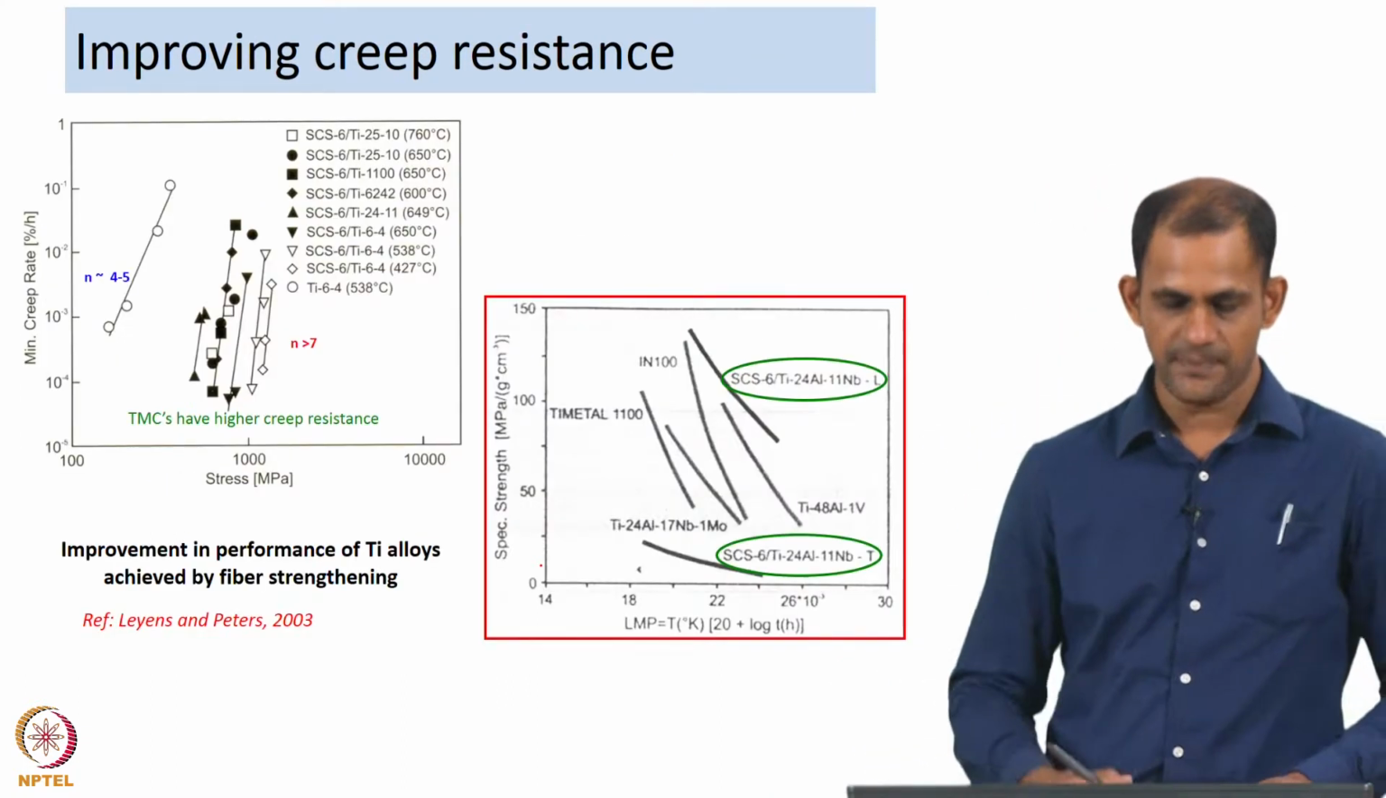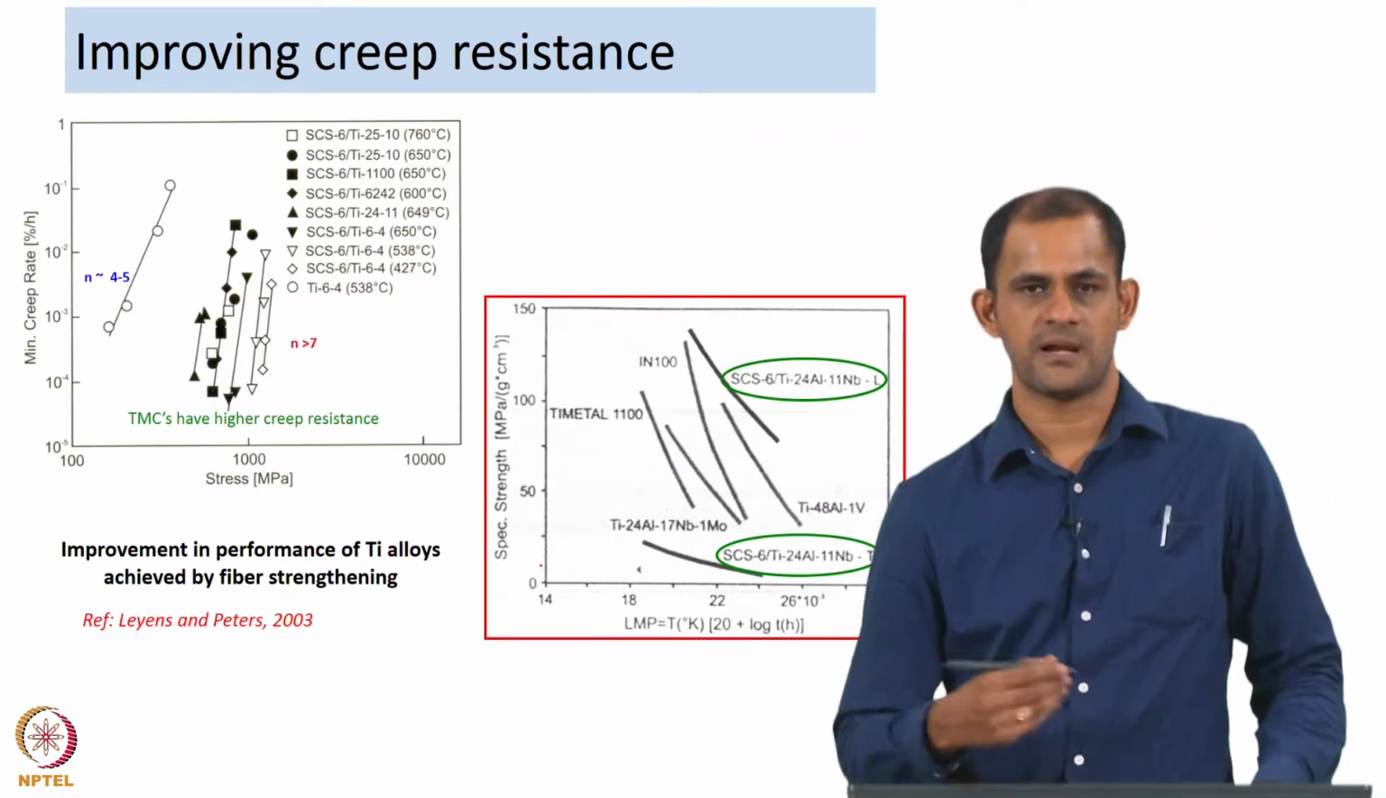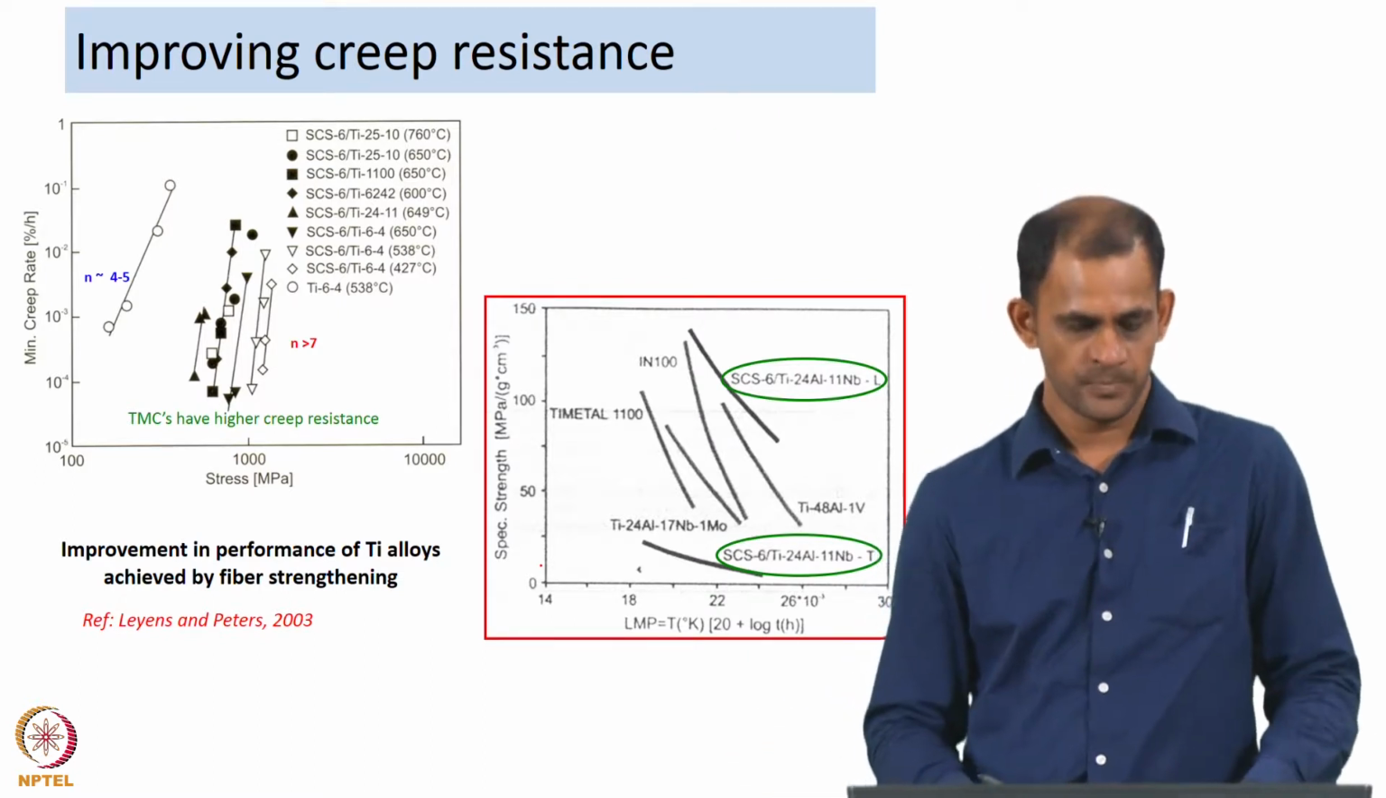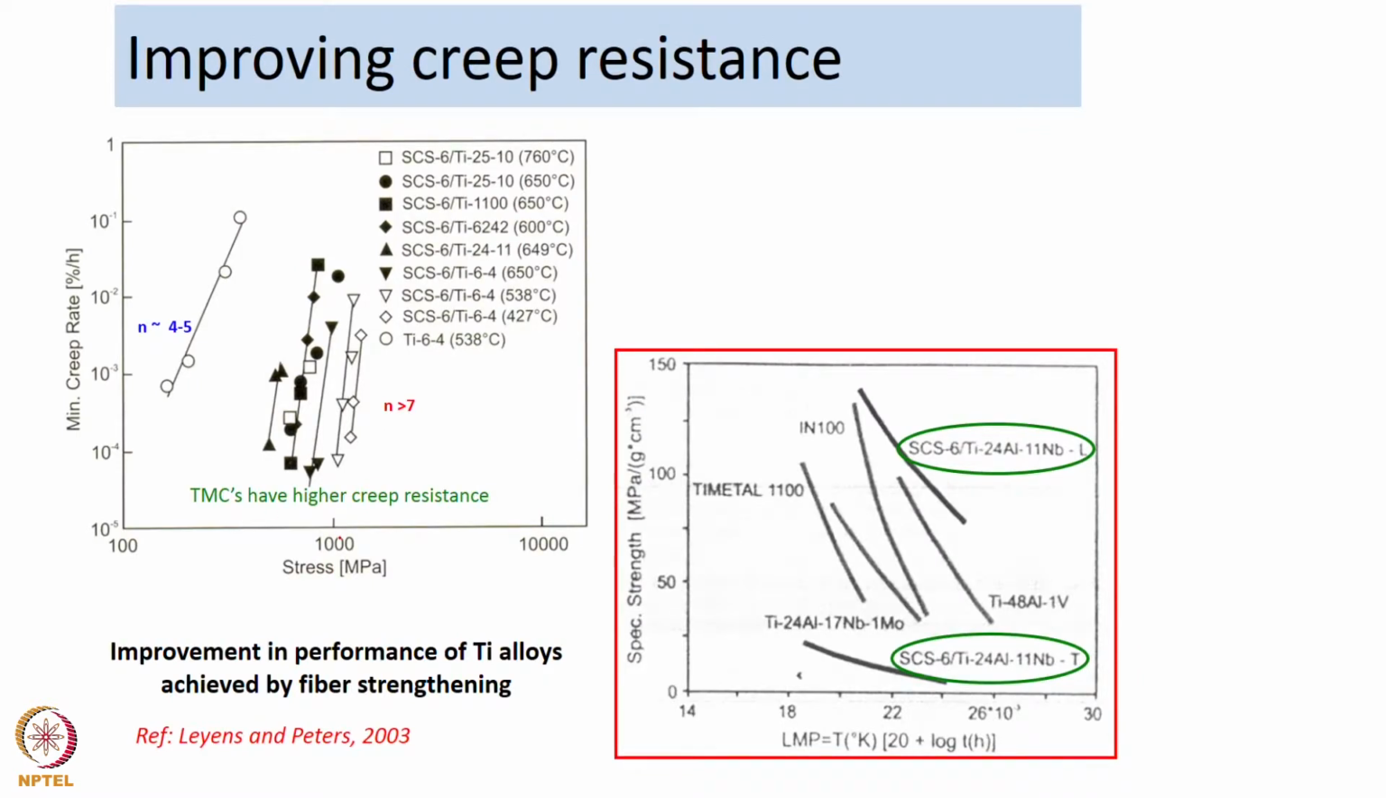Now, let us look at the creep performance of these materials reinforced with either particles, hard particles or hard fibers. So, these are basically titanium matrix composites. So, you can call them as a composite because you have added the second phase. So, what this plot is telling you is that titanium matrix composites have higher creep resistance. So, this data corresponds to titanium 6 aluminum 4 vanadium, whereas all this data corresponds to the titanium 6 aluminum 4 vanadium composites.